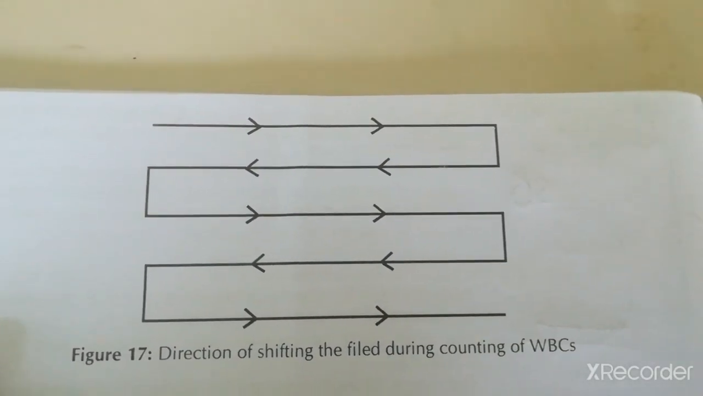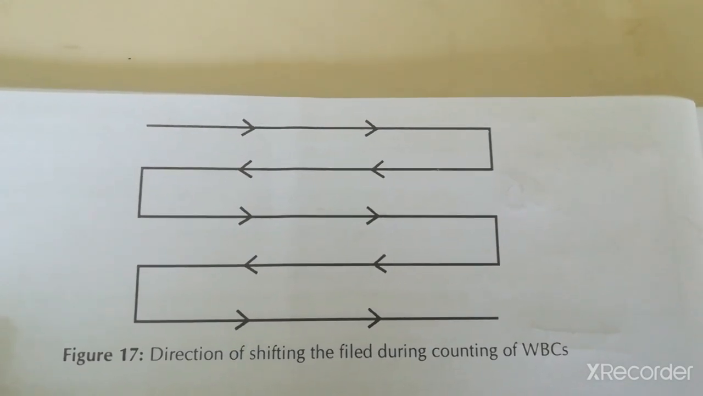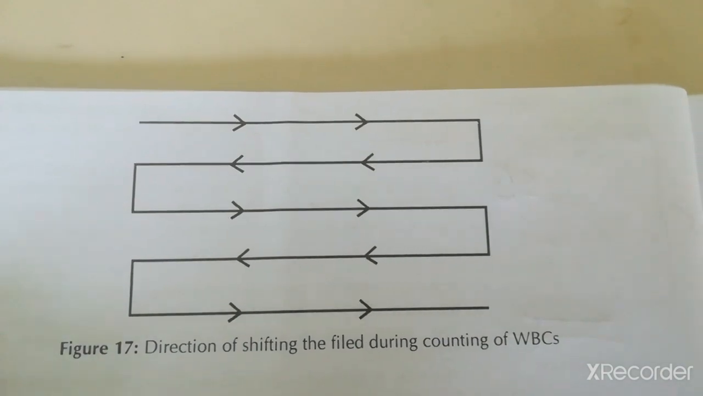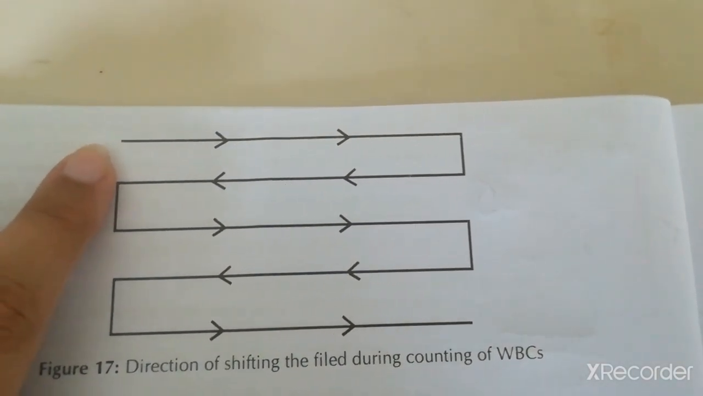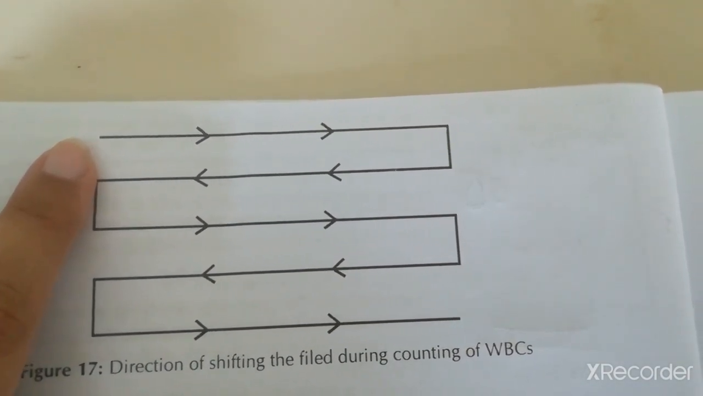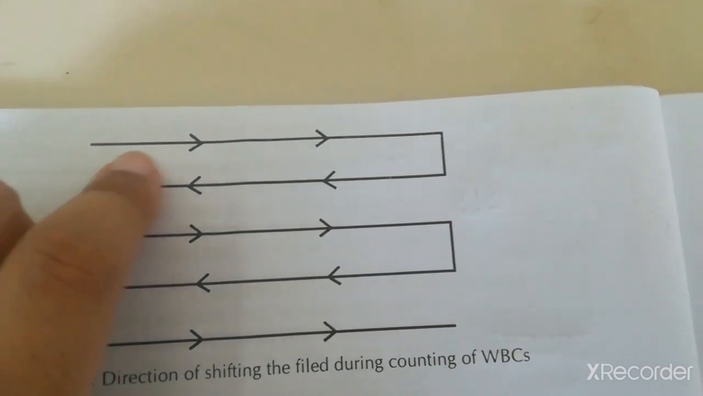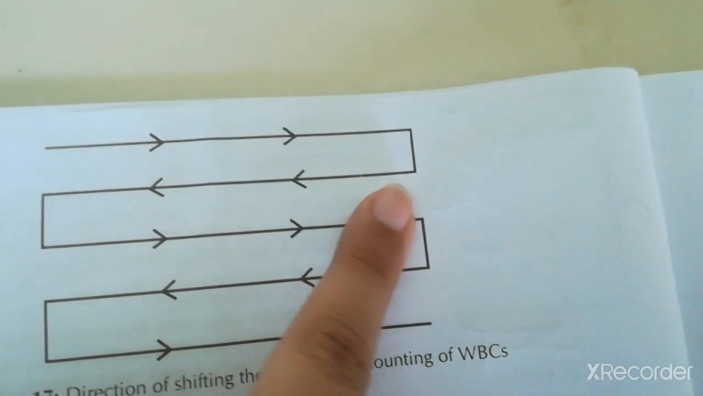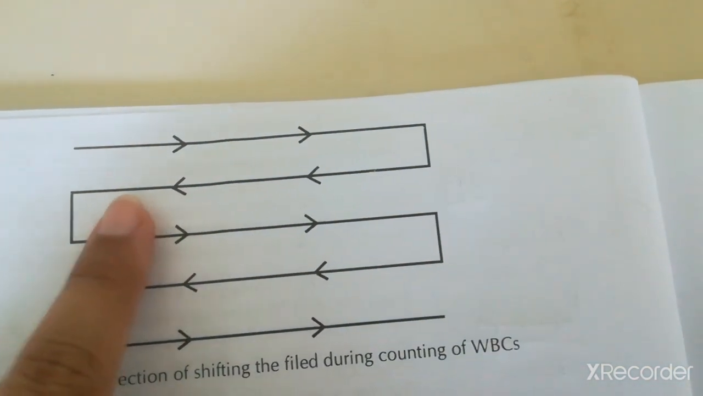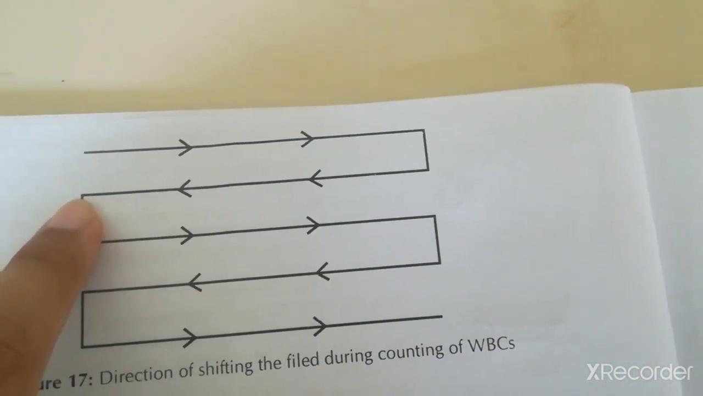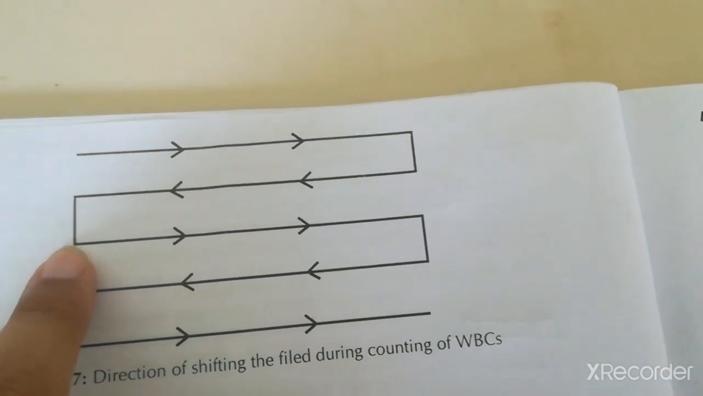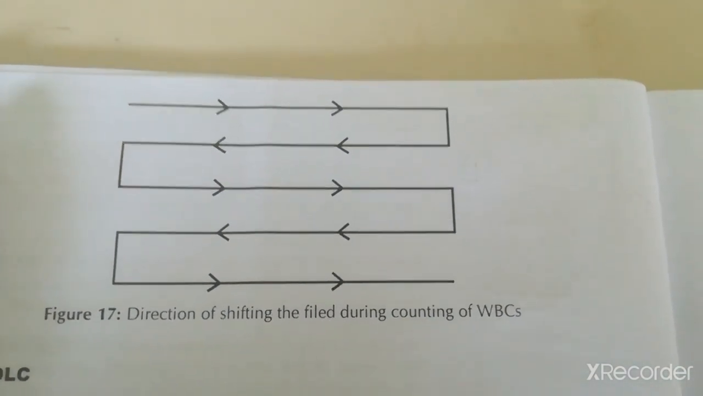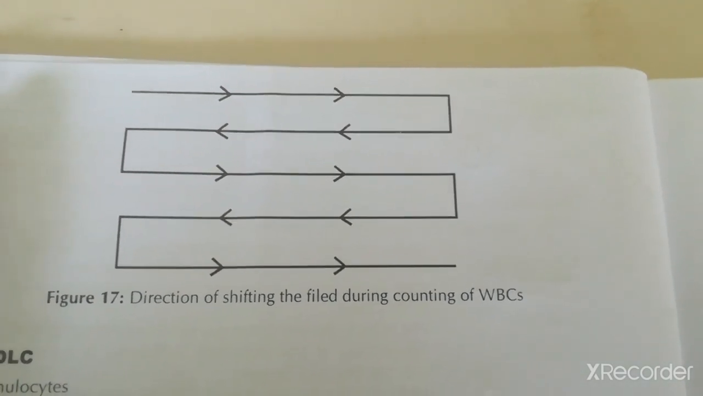The sequence used to study the WBCs is the longitudinal method or the track method. You begin at one end of the slide and keep counting and moving towards the opposite end of the slide. Then you shift your stage downward and start moving in the opposite direction. Then again shift your stage downward and start moving in the opposite direction. This is how you're supposed to visualize and count the WBCs.